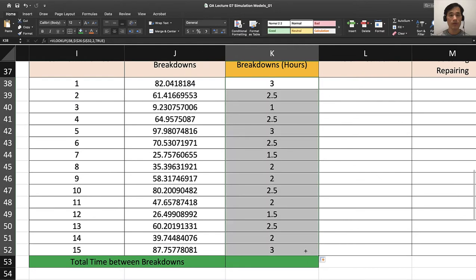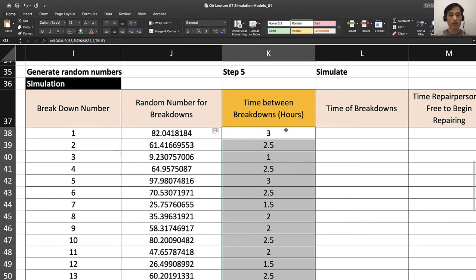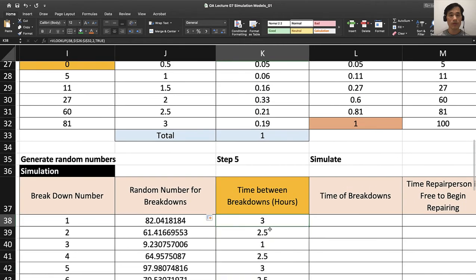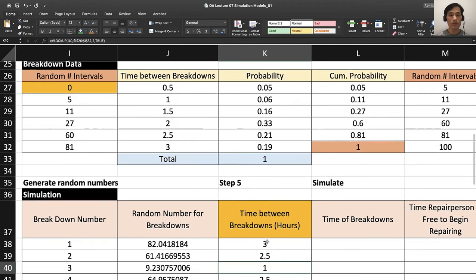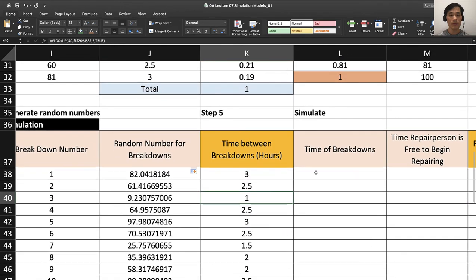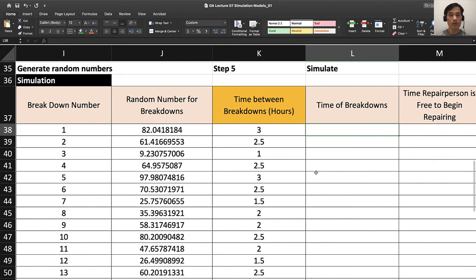Then we have corresponding breakdowns. So 3 hours of breakdown, 2.5 hours of breakdown, 1 hour of breakdown, and so forth. And now time of breakdowns. So this is a little bit tricky, so I need to spend time here.